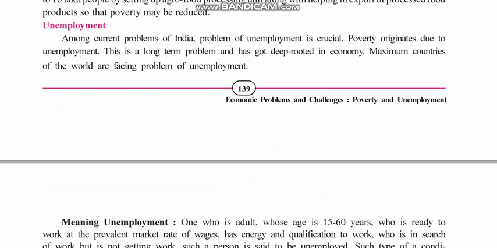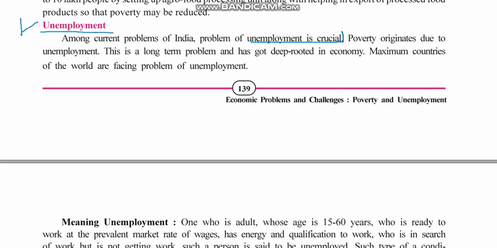Next is unemployment. The topic that we are going to see next is called unemployment. Now, what is unemployment? Who will we call unemployed? That we'll see. Among the current problems of India, the problem of unemployment is crucial. Unemployment is the root cause of many other problems.